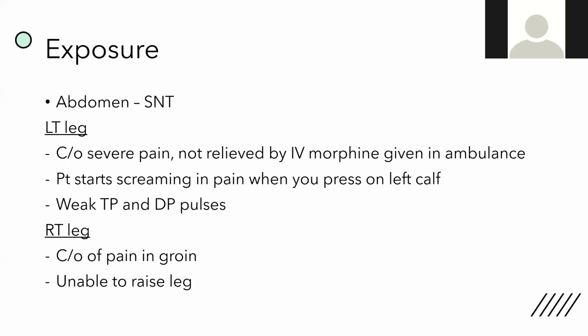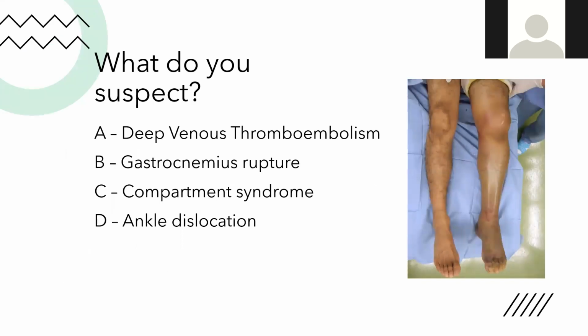So in this case, there's a bit of a history about the patient. So in the left leg, they're complaining of a lot of pain, and the ambulance have already given the patient some IV morphine. Despite that, they are in severe pain. You try to examine the leg, you press on the calf, and the patient starts screaming in pain. You feel for the pulses. So the tibialis posterior and the dorsalis pedis pulses are a bit weak, though they're present. On the right leg, they don't have the same pain in the lower leg, but it's more in the groin, and they're not able to raise their leg up. So what do you suspect is going on with the left leg?